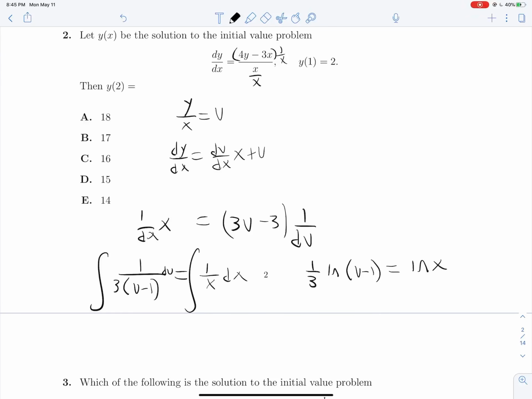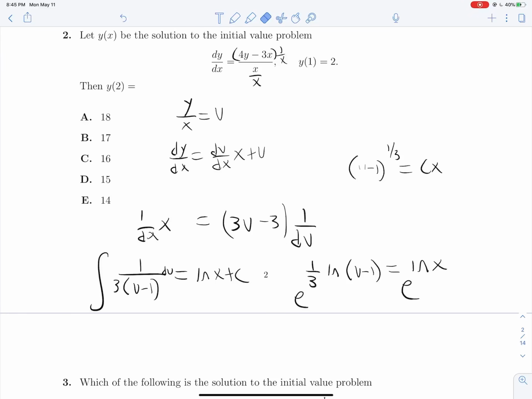Okay. This is going to be a little interesting putting this into the correct form. We'll take e raised to the power of both sides. We can simplify things out a little bit that way. That gives us v minus 1 to the 1/3 power is equal to x. And oh, I almost missed it. This right-hand side will be, when we evaluate this, ln x plus c. So this is ln x plus c. We can bring this c down here, so we end up with cx over there.